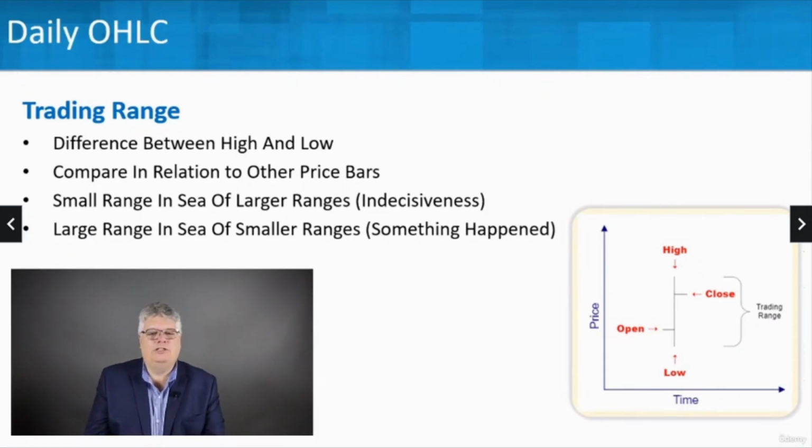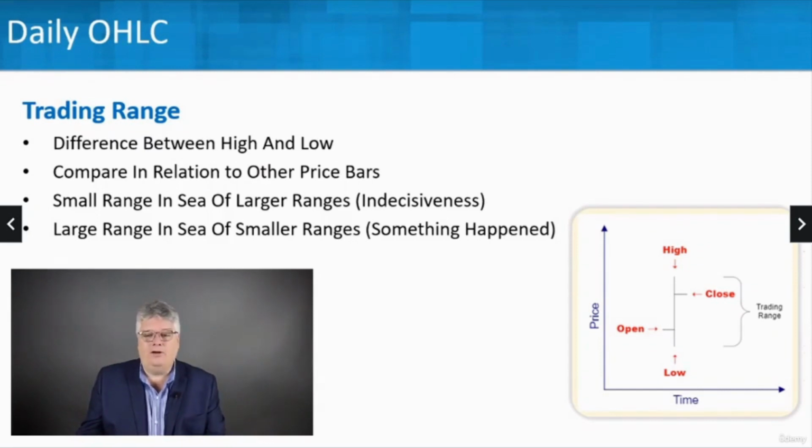Same thing if the range is large in a sea of smaller ranges. All of a sudden everything's going small, small, small as far as the high and low range, and then all of a sudden it starts to get really big. That big wide range might tell us that an event or something is happening. People are trading more actively. There's a lot more interest in this particular security. So something might be changing.